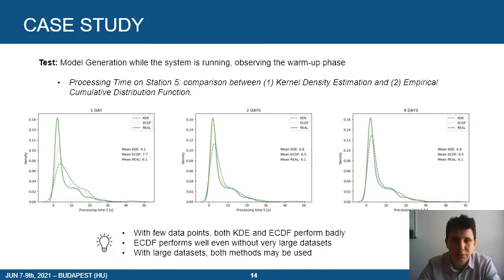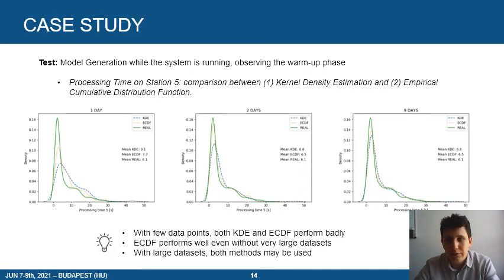In this slide, we see how the processing time estimation works depending on which estimation method we use. We compare especially two estimators, kernel density estimation and empirical cumulative distribution function. We can see that if we do not wait enough time, so only 1 day of production, both estimations are not quite accurate because they cannot spot the right distribution.